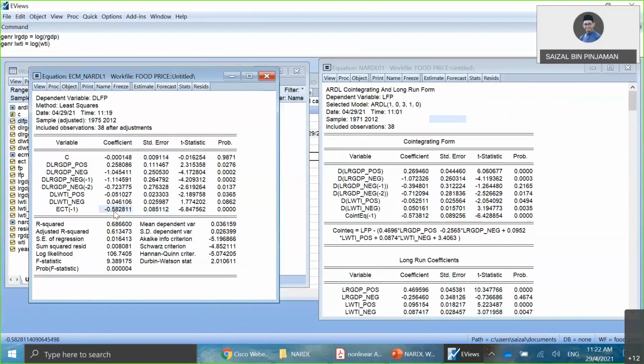Okay, so apart from that, you can also check the significance of these variables in the short run in explaining the dependent variable. So here you can see that the positive GDP is significant in explaining the food price in the short run, since the probability is 10% or lower. The same goes for the GDP in negative value. It is also significant.